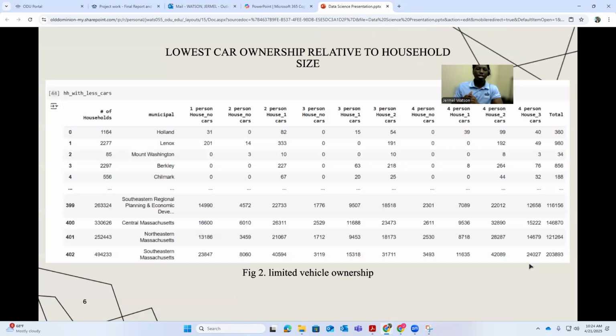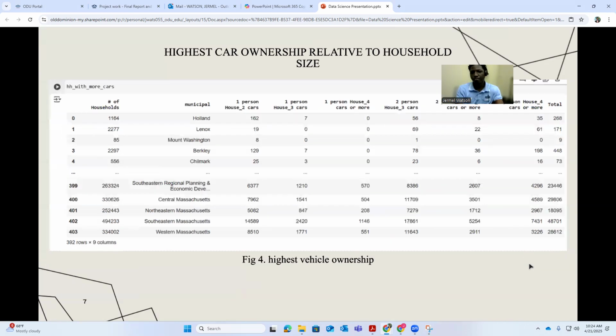Here we have the lowest car ownership relative to household size. What does this mean? This means that we have fewer cars than the number of people in that household. For example, a three-person household that only has one car, or a three-person household that only has two cars. And here we also look into the opposite: the highest car ownership relative to household size, like a one-person household that has three cars, or a two-person household that has four cars.